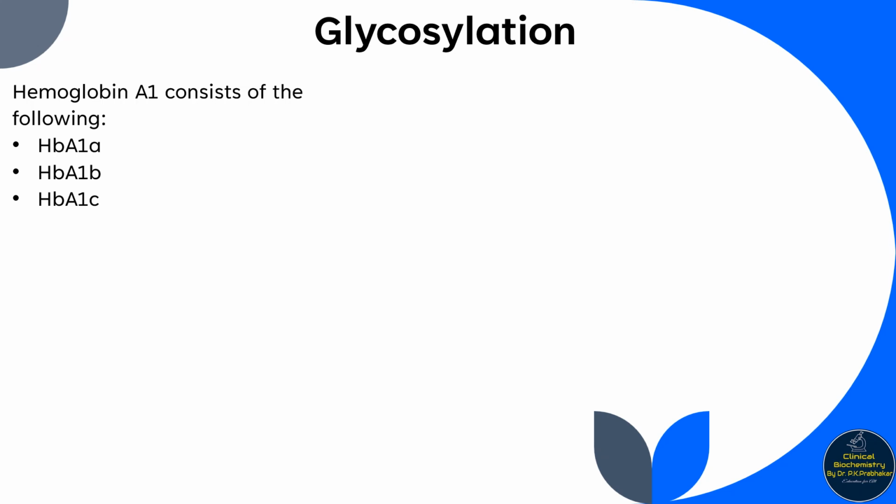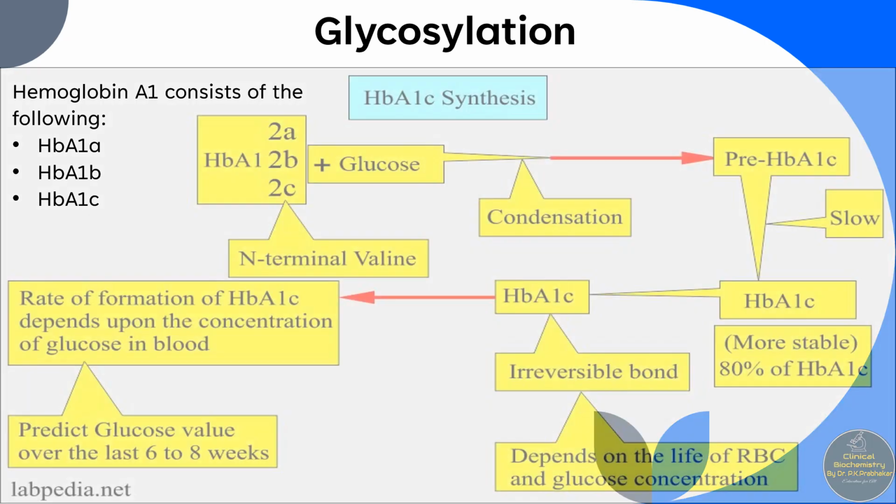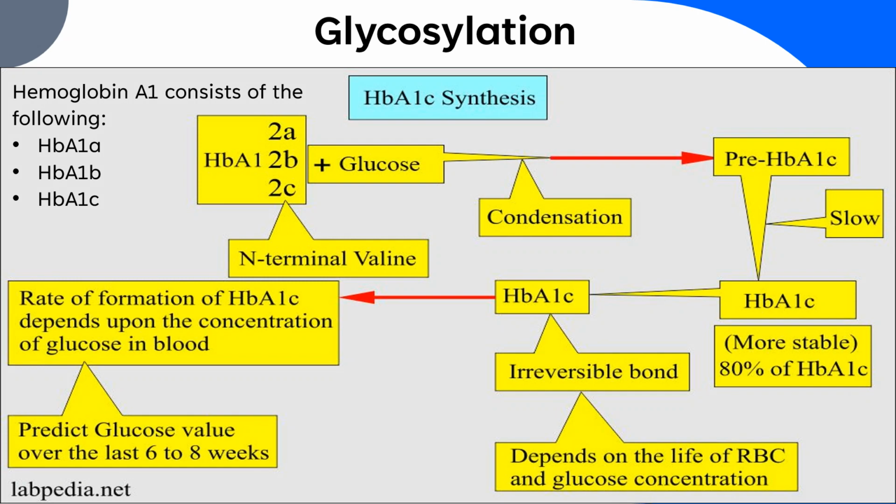Hemoglobin A1 consists of the following: HbA1a, HbA1b, and HbA1c, which are going to combine with glucose. First, we get pre-glycated hemoglobin. This is the condensation reaction, where a Schiff base will be formed. Then, through slow reactions, we get glycosylated hemoglobin. Ultimately, all three forms are produced.